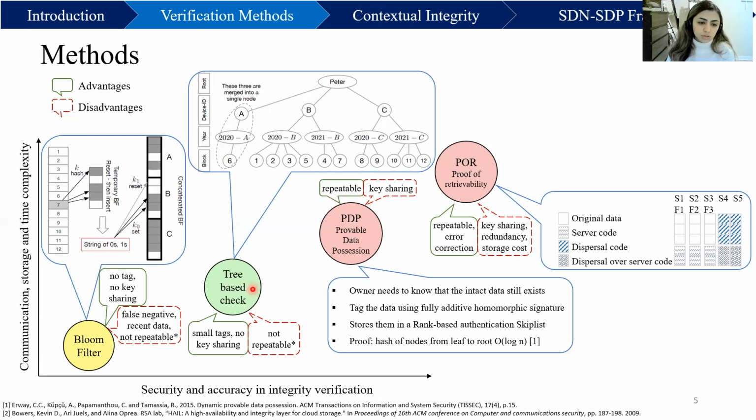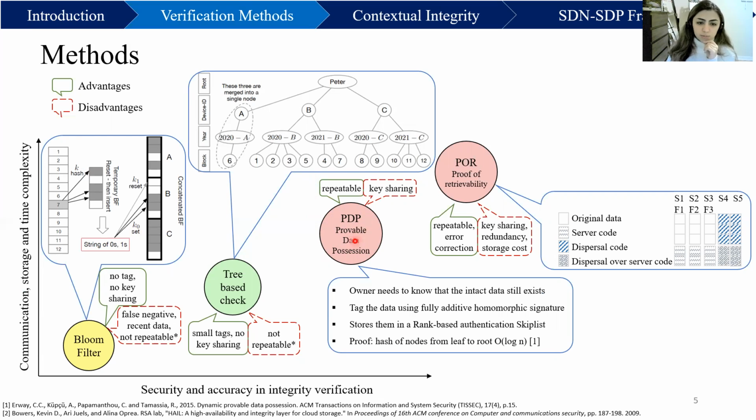The second method is tree-based check. For the leaves, we used SHA hash function. For upper layers, we use HMAC, which is the keyed hash function. We use an unkeyed hash function for the leaves because then the doctor's gateway can just send these leaves to the patient's gateway, and it reduces the communication a lot without having to share the key among them. And it has very small tags, so a small storage.